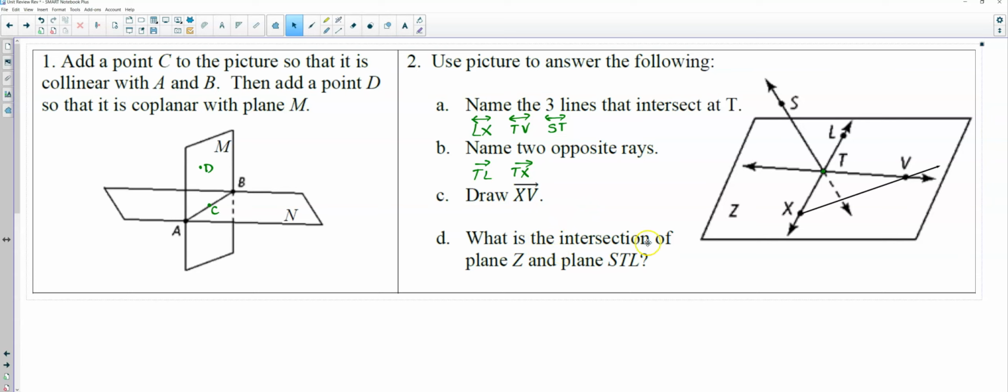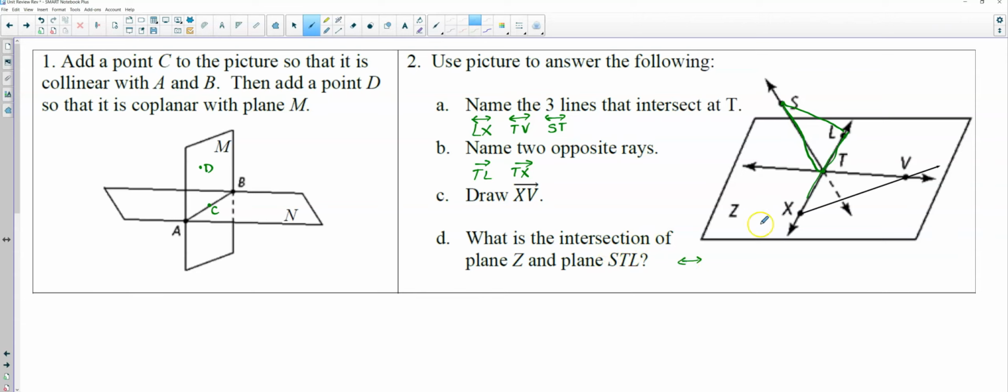What is the intersection of plane Z and plane STL? Plane Z is this plane right here. To look at plane STL, remember that a plane is denoted by 3 non-collinear points. Here is point S, here is point T, and here is point L. So notice we have a plane, like a triangle, that comes from above and intersects the plane at this line right here. So that would be what? Remember that the intersection of 2 planes is always a line. So it has to be a line.